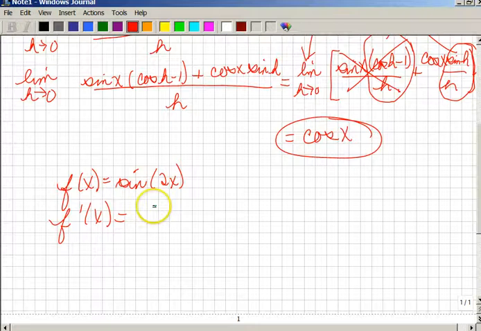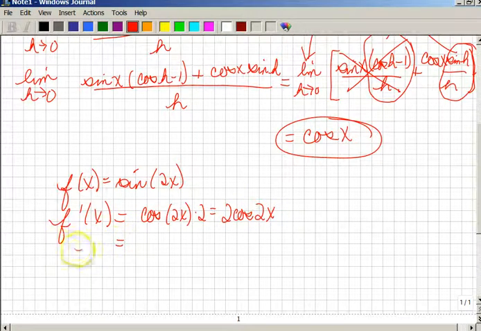So the derivative of sine is cosine, so it's going to be the cosine of 2x multiplied by the derivative of the inside, or the derivative of the parentheses, which is simply 2. Final answer, 2 cosine 2x. All right, let's take another quick example.